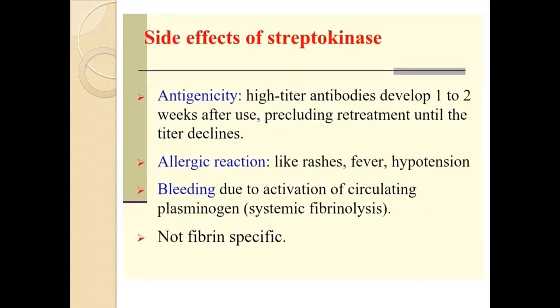Side effect of streptokinase: antigenicity. High titer antibodies develop 1 to 2 weeks after use, precluding retreatment until the titer declines. Allergic reactions like rashes, fever, hypotension, and bleeding due to activation of circulating plasminogen. And this is not fibrin specific.